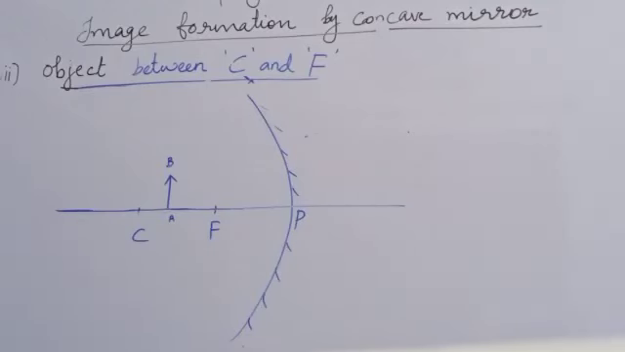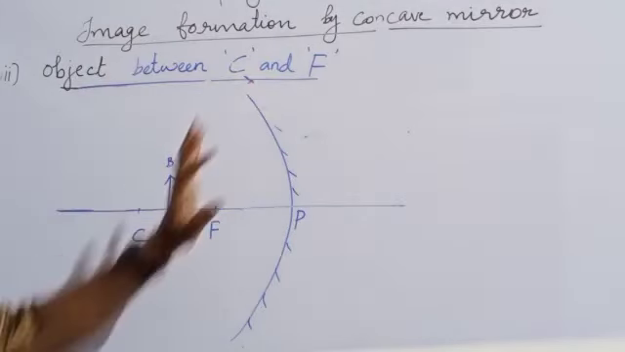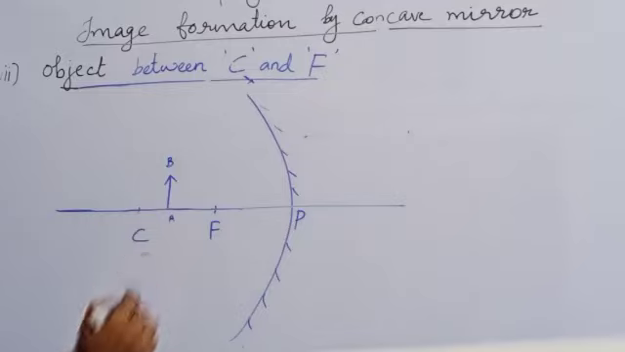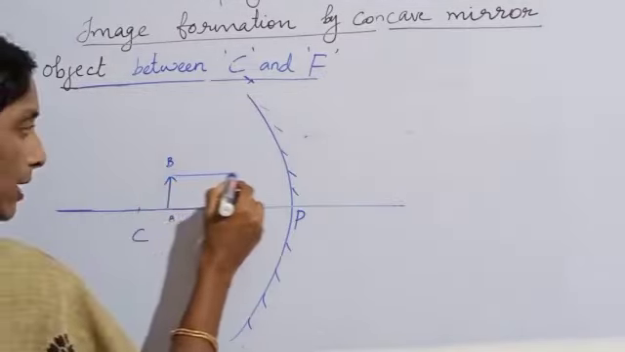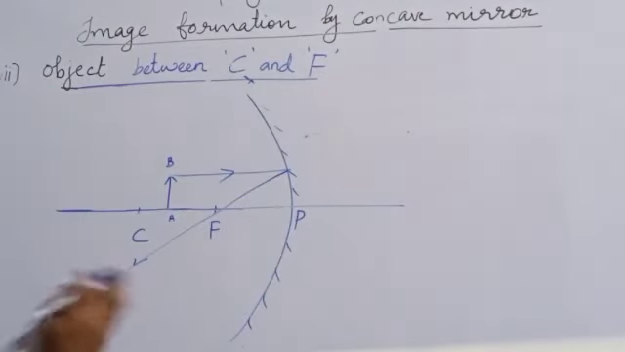Next case, the object is placed between C and F. Here the object is marked as AB. Now we are applying the first rule. A ray parallel to the principal axis, after reflection, will pass through the principal focus.